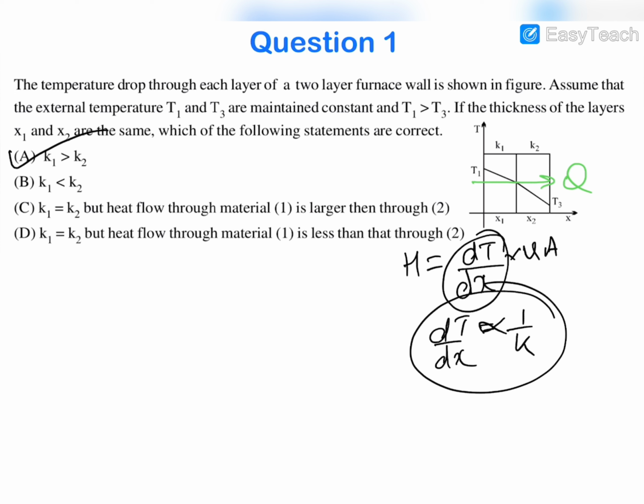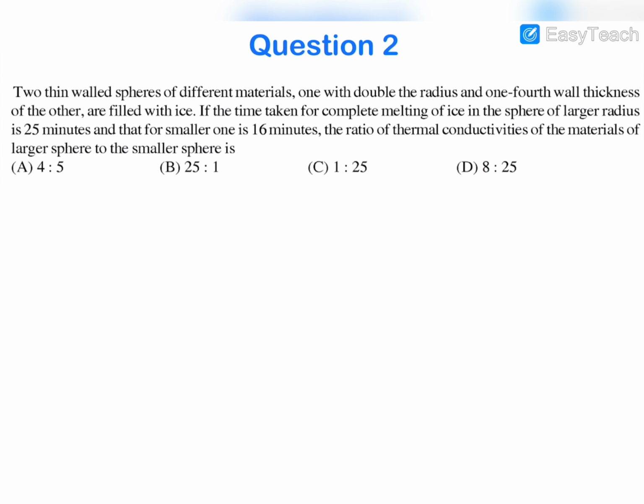As if K1 is greater than K2, then slope of this graph in the first one will be less and in the second one would be more. Now we move on to the next question.